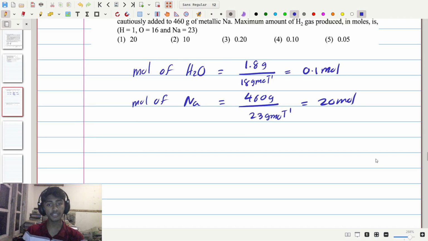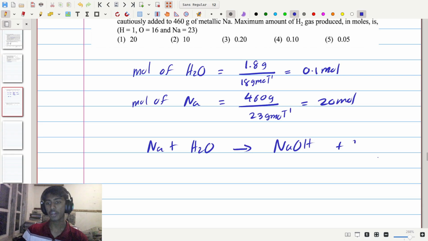Now from this we can see, since sodium and water react as sodium plus water turning into sodium hydroxide plus hydrogen gas, and if you balance it, you get 2 sodium hydroxide, 2 waters and 2 sodiums. We can see, since these react in the 1:1 ratio, the limiting reagent here is the water. So therefore, 100% of the water will react to form hydrogen gas.